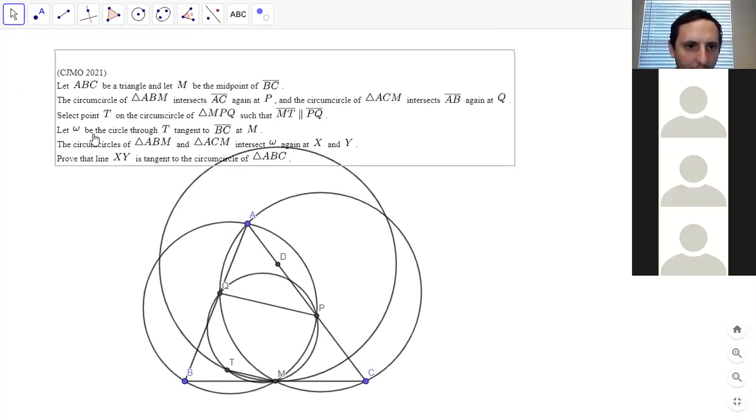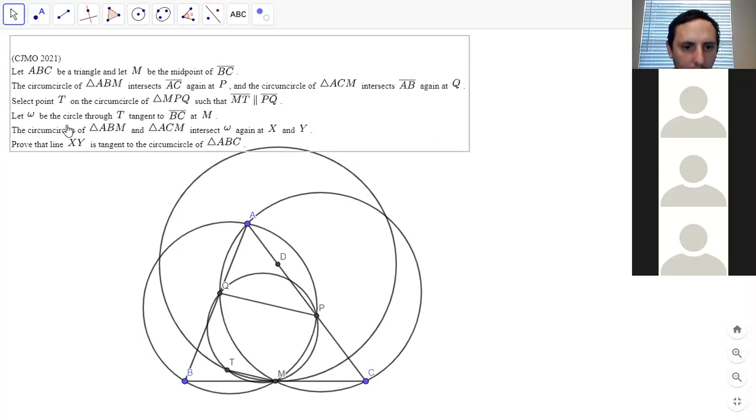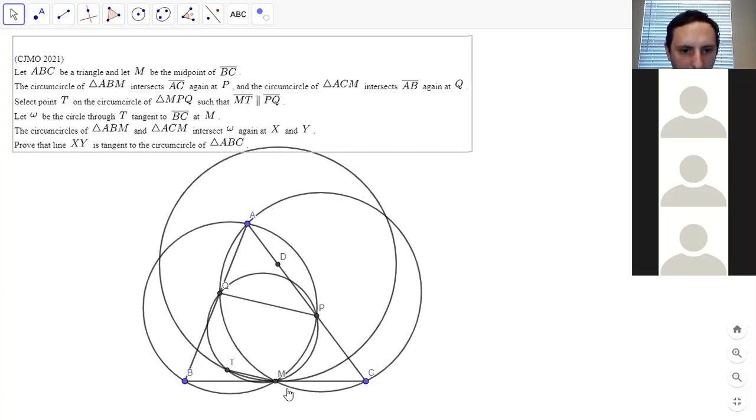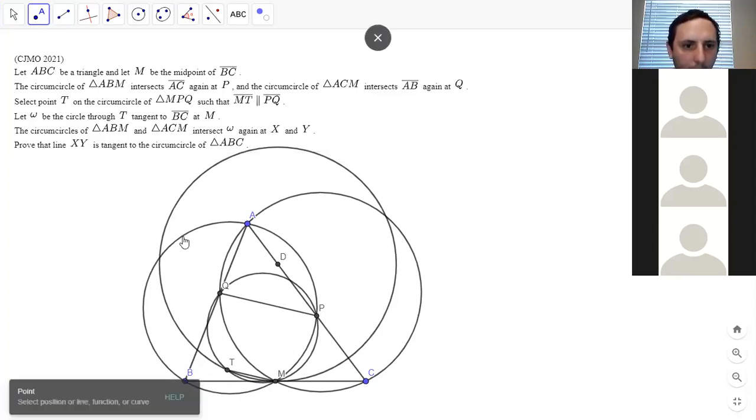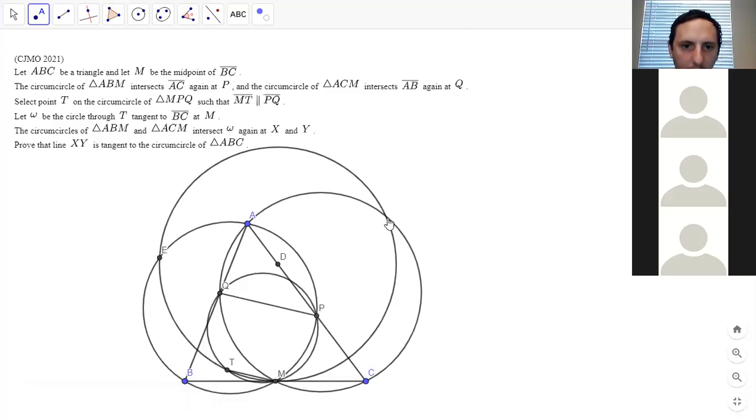The circumcircles of ABM and ACM intersect the circle at X and Y. And we want to show XY is tangent to the circumcircle of ABC. That doesn't look right. Let's see.